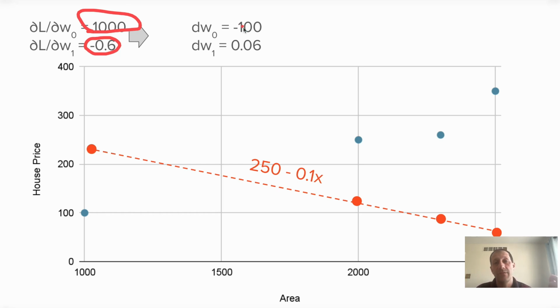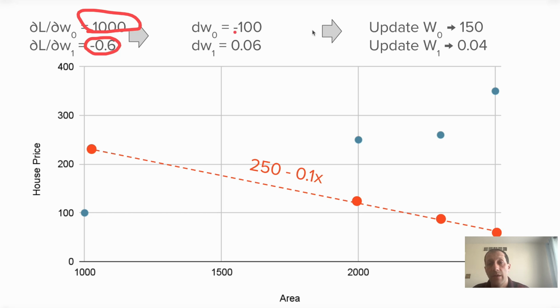And the size of that step is proportional to the gradient. If the gradient is very steep, you know you're very far from the minimum loss, so you want to take a larger step. Otherwise, you would take a smaller step. Right? All right, so these are the updates that you want to make, and you go and update the values. And now your W0 is going to change from 250 to 150 because that was your delta, and similarly for that one.